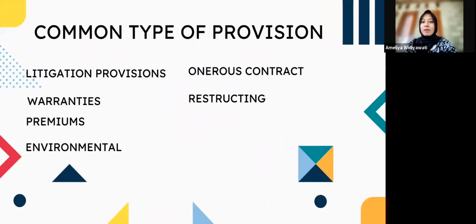And then common types of provision. Number 1 is litigation provisions. Number 2, warranties. Number 3, premiums. Number 4, environmental. Number 5, onerous contract. And number 6, restructuring.